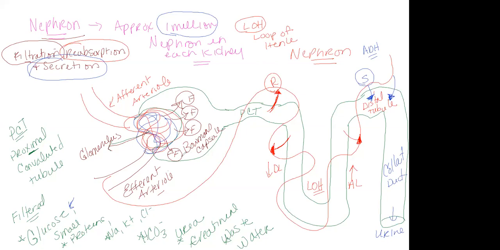All right. So we need a very high pressure here in order for this filtration to occur. And that pressure is called hydrostatic pressure. All right, hydro meaning water. So it's important that our water balance is intact so that filtration, reabsorption, and secretion can occur.